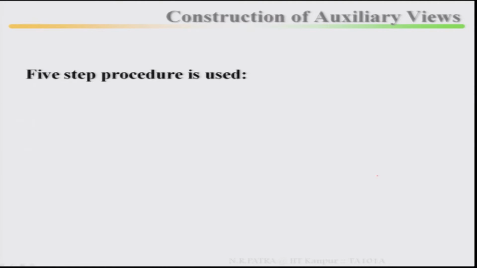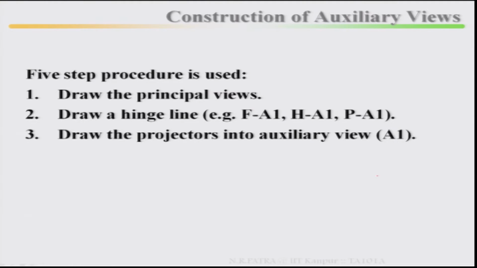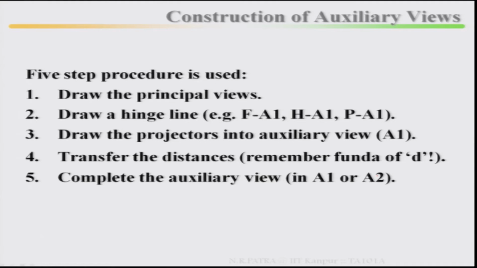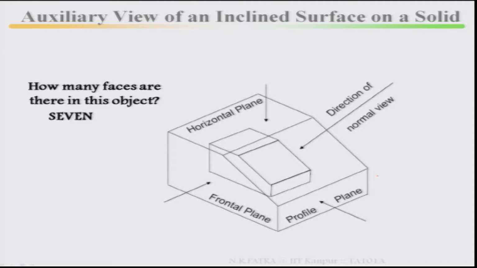A 5-step procedure is used: draw the principal views, draw a hinge line, draw the projectors into auxiliary view A1, transfer the distance, and complete the auxiliary views A1 and A2. This is your 5-step procedure. Look at the figure, how many faces there are in the subject, because this is your auxiliary plane, that means there will be 7 faces.